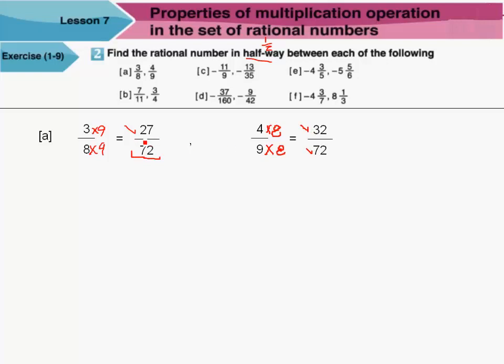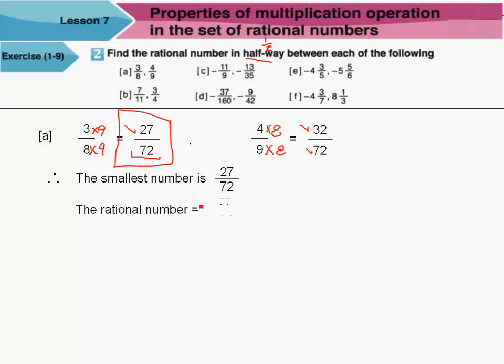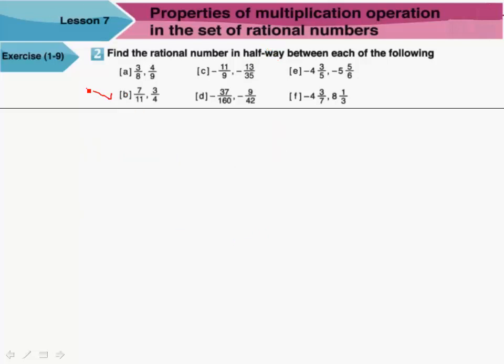So which is smaller, this or that? Of course, this one is the smallest number. So the rational number will be the smaller number plus half times the difference. He asked for halfway, which means we take half times the biggest one, which is 32 over 72, minus the smallest one, 27 over 72. And you can continue as we did before. It becomes very easy.